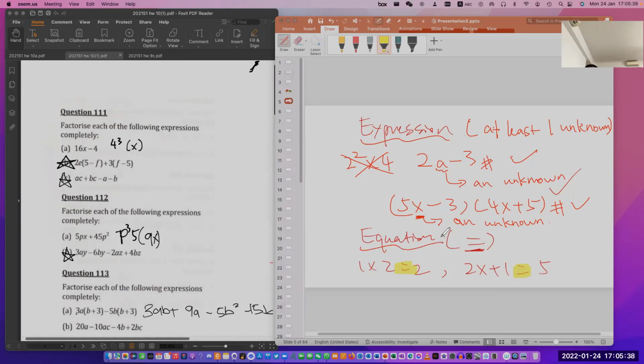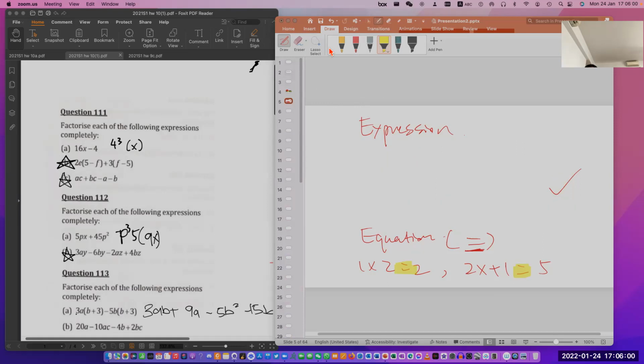Why do I need to talk about this difference between expression and equation? Because if you cannot identify the difference, you will end up with problems later on. So let me show you what problems you will end up with later on. All right, so let me just clear this first.